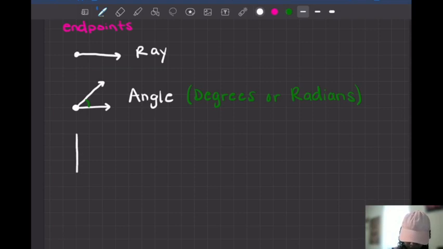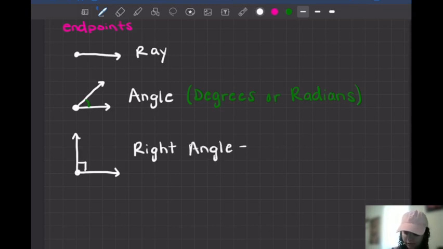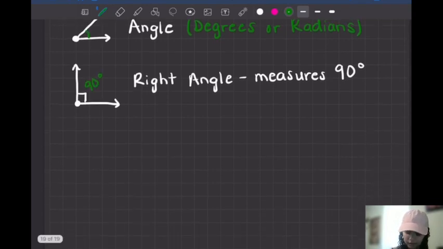One of the common ones is the right angle. Let me draw a right angle for y'all. A right angle measures 90 degrees. So the angle inside the angle that's formed by the two rays is a 90-degree angle. That's a right angle.